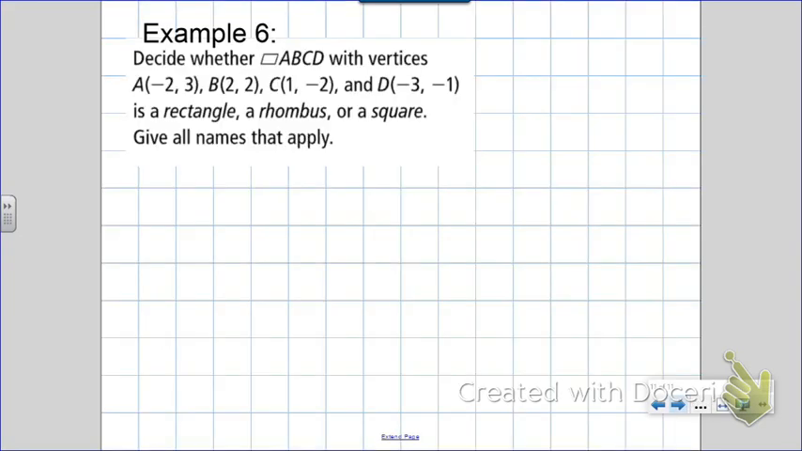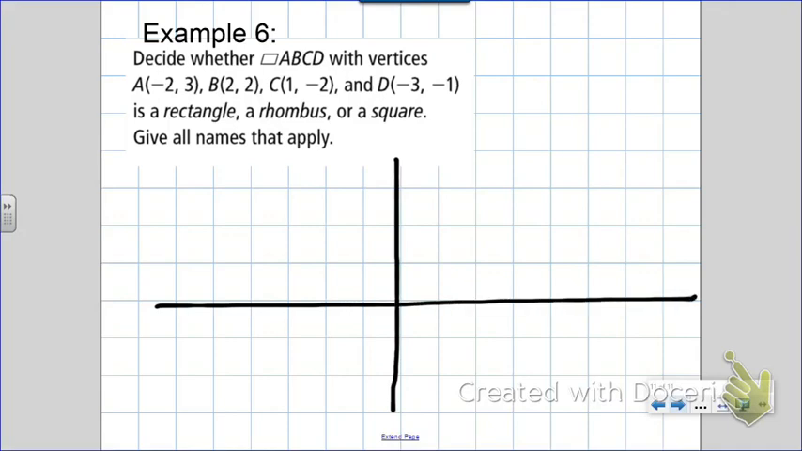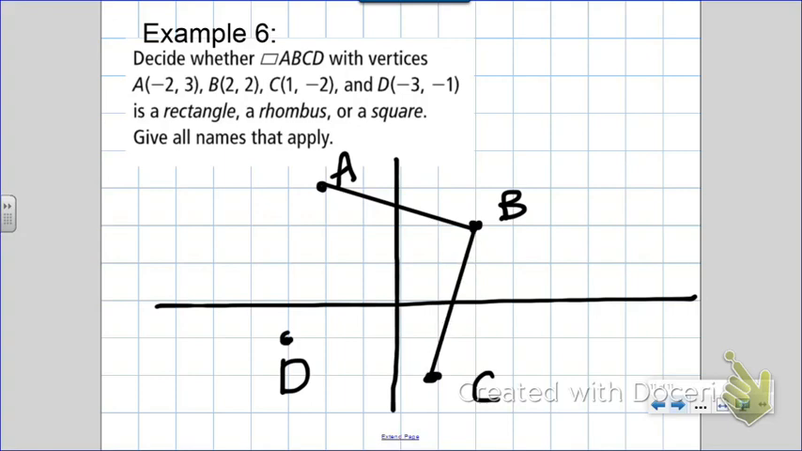In our last example, we're deciding what the shape is, if it's a rectangle, rhombus, or a square. We'll make an XY axis on our graph. We'll plot the points at (-2, 3), (2, 2), (1, -2), and (-3, -1). We'll connect our points with line segments.